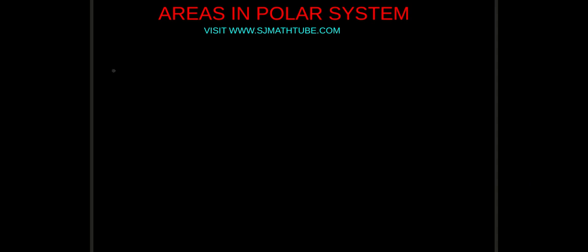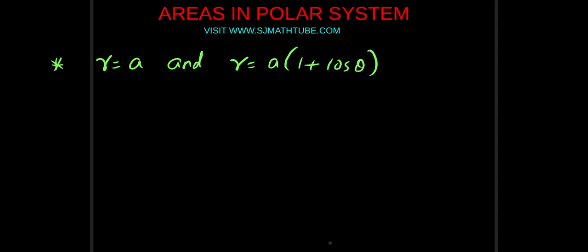Okay, now let's combine our circle and cardioid. So please write the question. This is very interesting. Find the area between the circle r is equal to a and the cardioid r is equal to a into 1 plus cos theta. Okay, now look at this. What's the first thing to do?